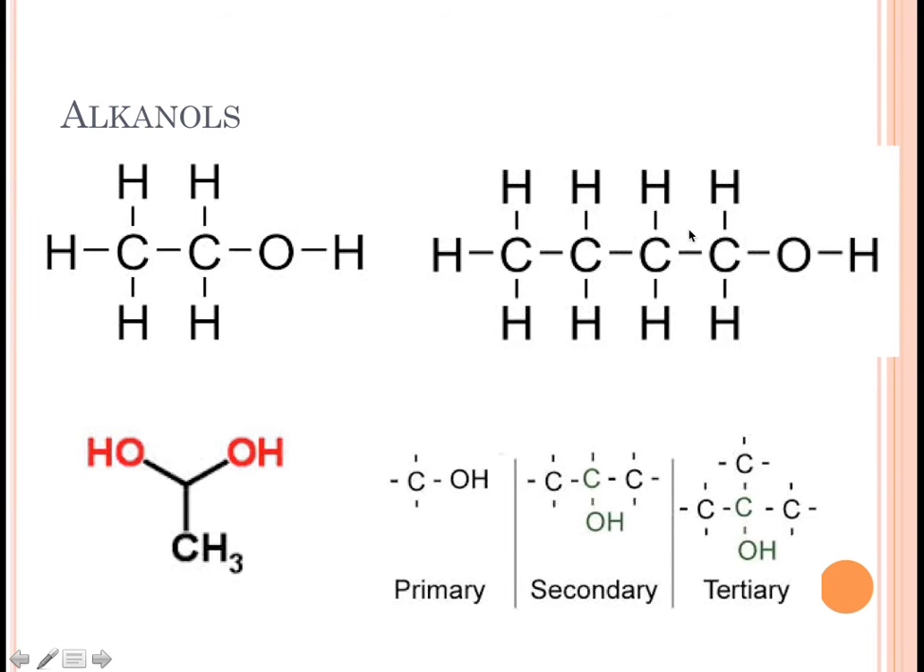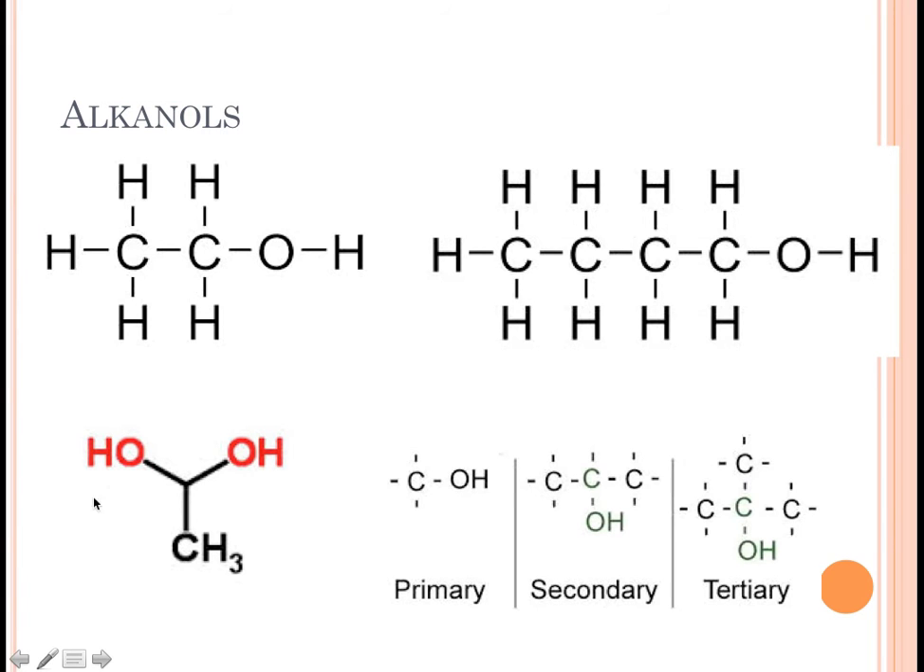Okay, butan-1-ol is a primary alkanol. Butan-2-ol is a secondary alkanol, meaning that the OH group is off a middle carbon. And you can also have tertiary alcohols, as it's shown down here. A tertiary alcohol where the OH group is off the middle of a branch chain. So basically, this carbon is attached to 3 other carbons, not just 2.